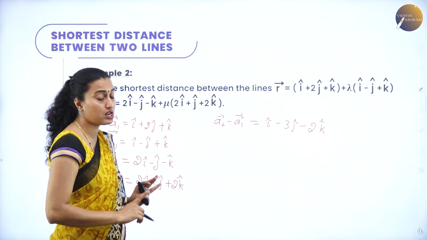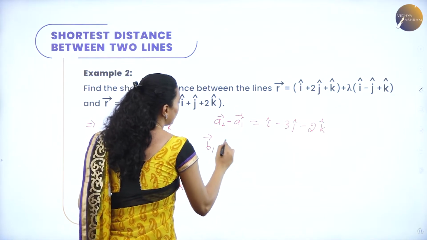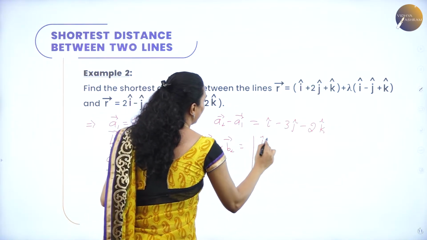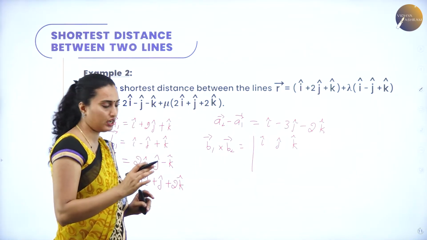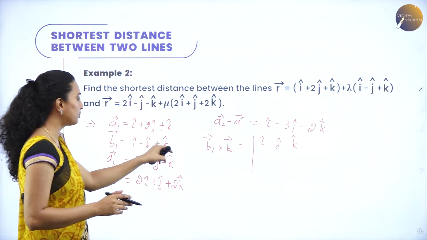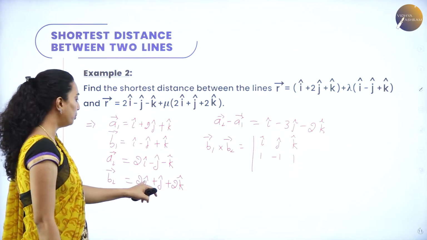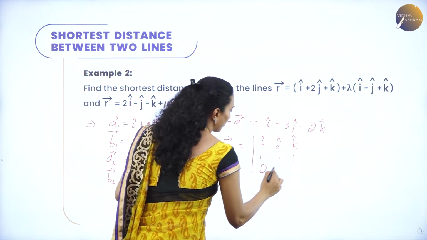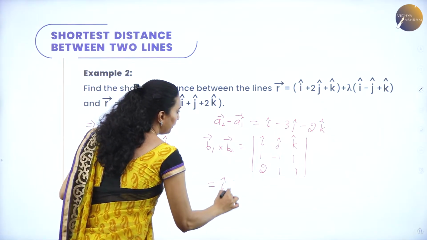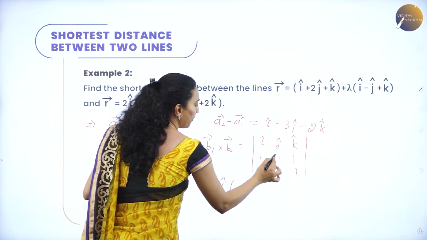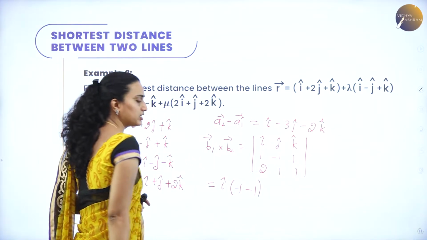What do you need to find out next? B1 cross B2. What is B1 cross B2? First, write down I, J, K. Then, in the second row, B1 coefficients, which is 1, minus 1 and 1. Then, B2 coefficients, 2, 1, 2. Expand this one, which implies I into, leaving the first column first row, minus 1 into 1 is minus 1, minus 1 into 1 is 1, correct? Already minus sign is here.